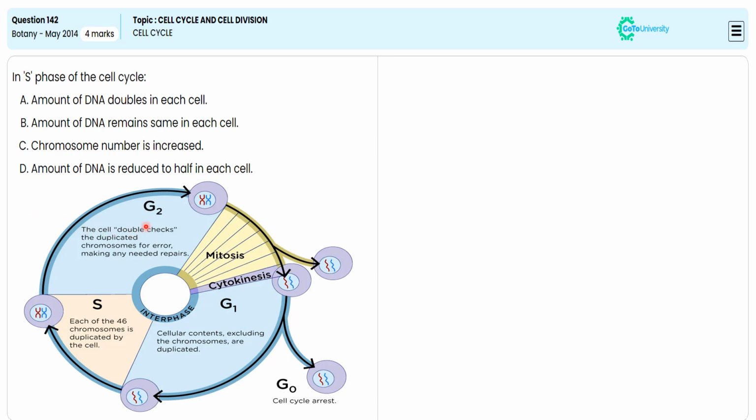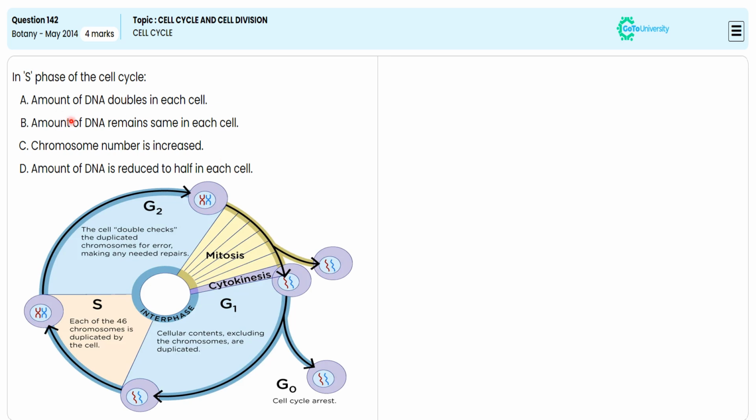Because in the G2 phase, the duplicated chromosome is checked for whether the duplication has happened properly or not, with proper allele distribution. In the G1 phase, the cellular content excluding the chromosomes is duplicated. With this specification, we choose option A as the correct answer.